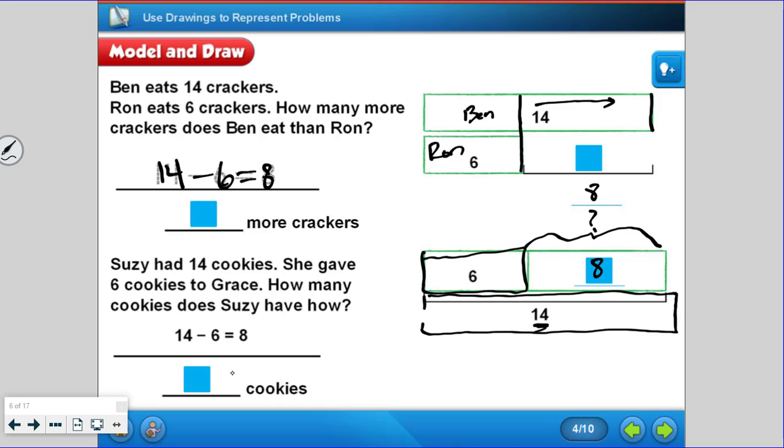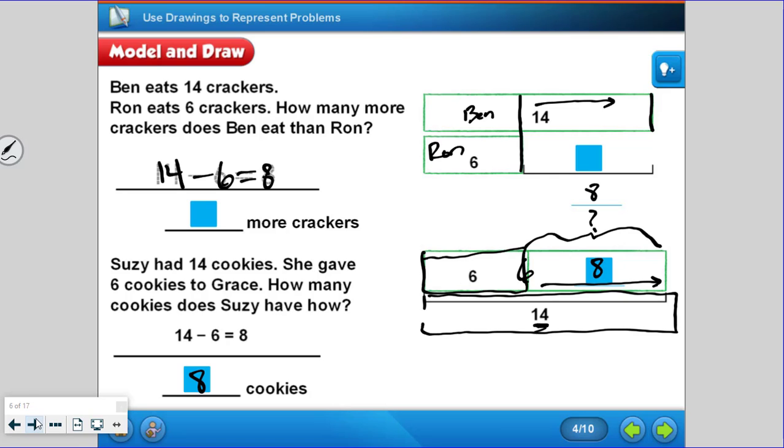So how many cookies does Susie have now? She has 8. And we can test that by counting up from 6. So if we're at 6, this line is 6, and we want to count up till we get to here, that tells us how many more. So 6, 7, 8, 9, 10, 11, 12, 13, 14. And I'm holding up 8 fingers now. So it was 8 hops to get from 6 to 14 for this bar to be as big as this bar.